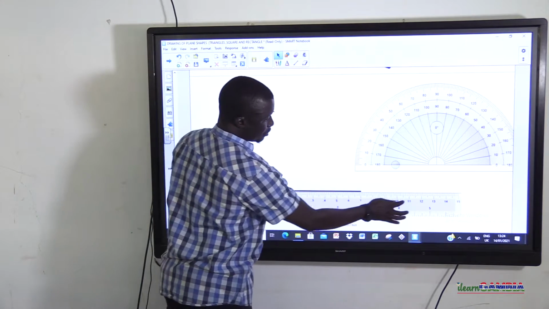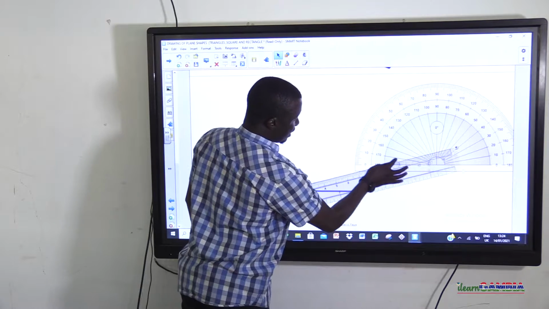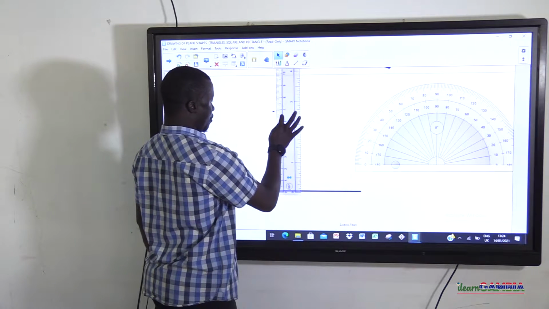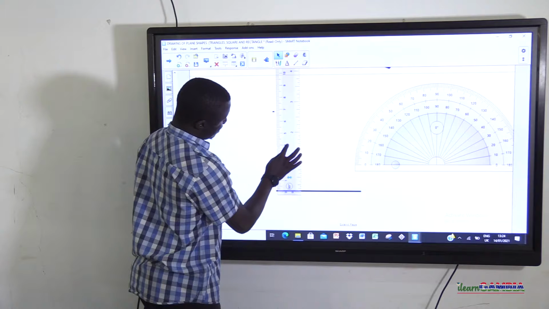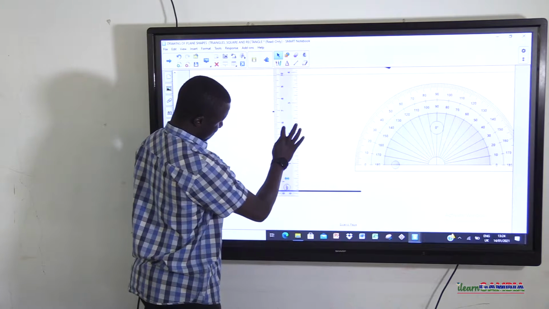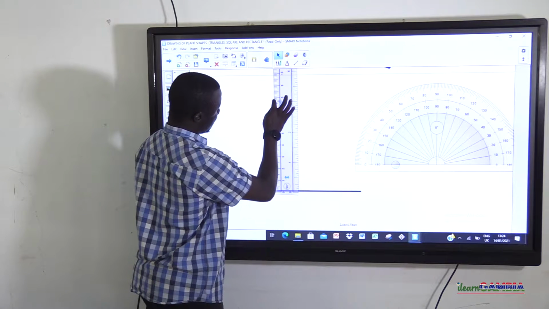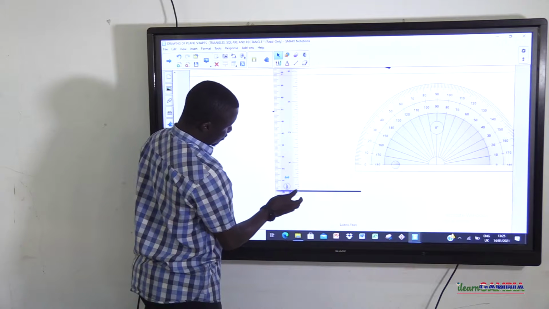So we move our protractor and then consult the surface of our ruler now. As we can see, all we need to do is move our ruler a little bit.